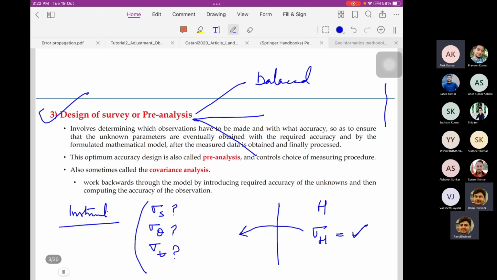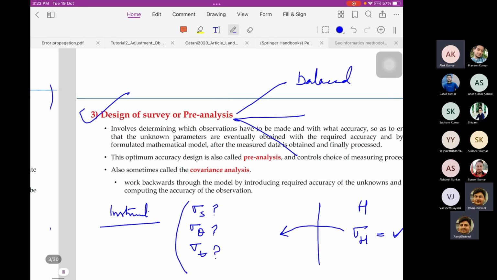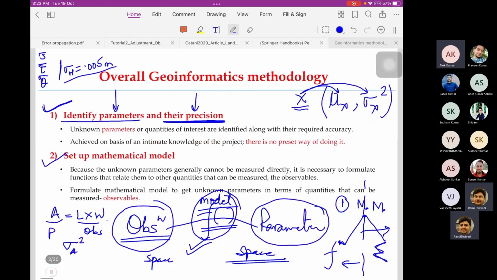Sir, yes, Alok. Sir, if the precision of any parameter comes to infinity, what does it mean? Sorry, say again. Infinity? How come it? What do you want to say? What do you mean by saying infinity?